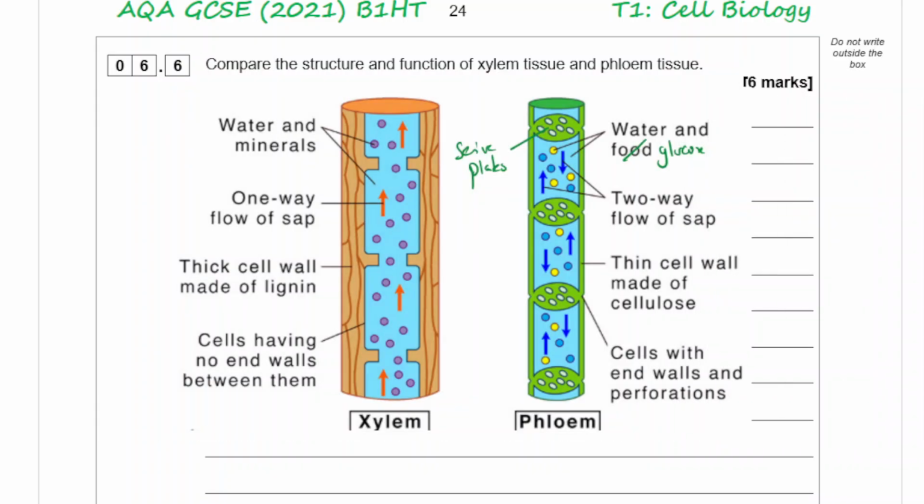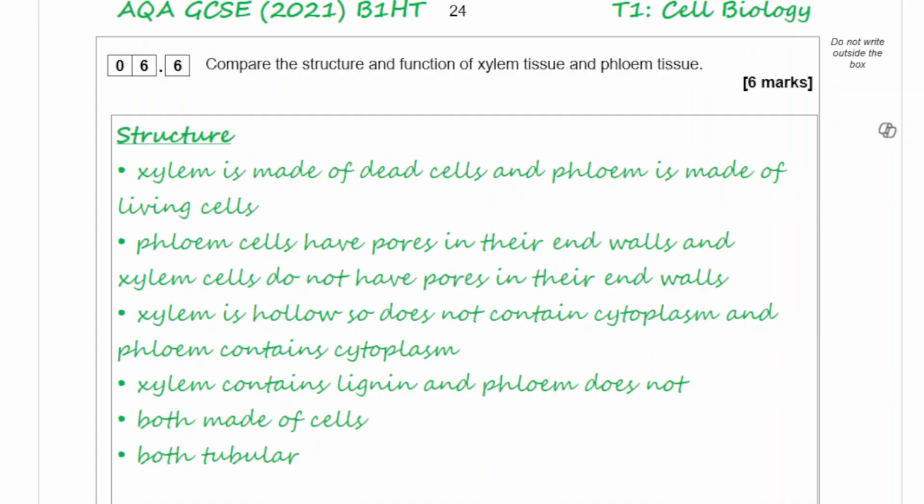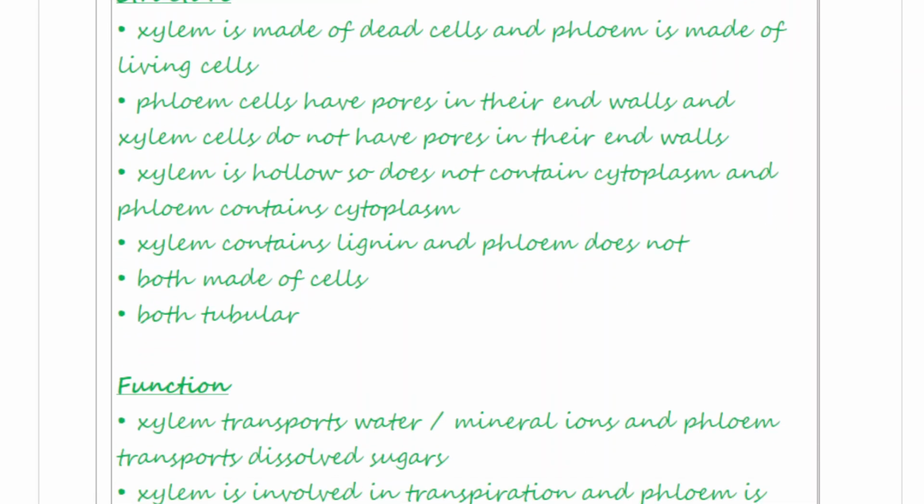So let me move this out of the way and give you a written answer. I've split the answer. In the question itself, they're asking you structure and function. So when you're writing the answer, always consider splitting it into two, which makes it easy for the person marking it and for you to score the marks as well. Xylem is made of dead cells and phloem is made of living cells. Phloem cells have pores in their end walls and xylem cells do not have pores in their end walls. Xylem is hollow, so does not contain cytoplasm, and phloem contains cytoplasm. Xylem contains lignin and phloem does not.